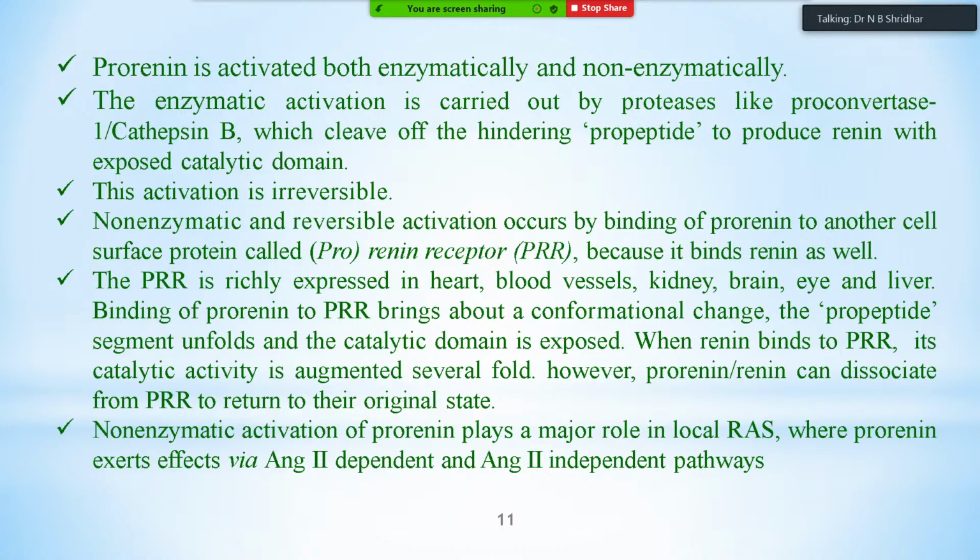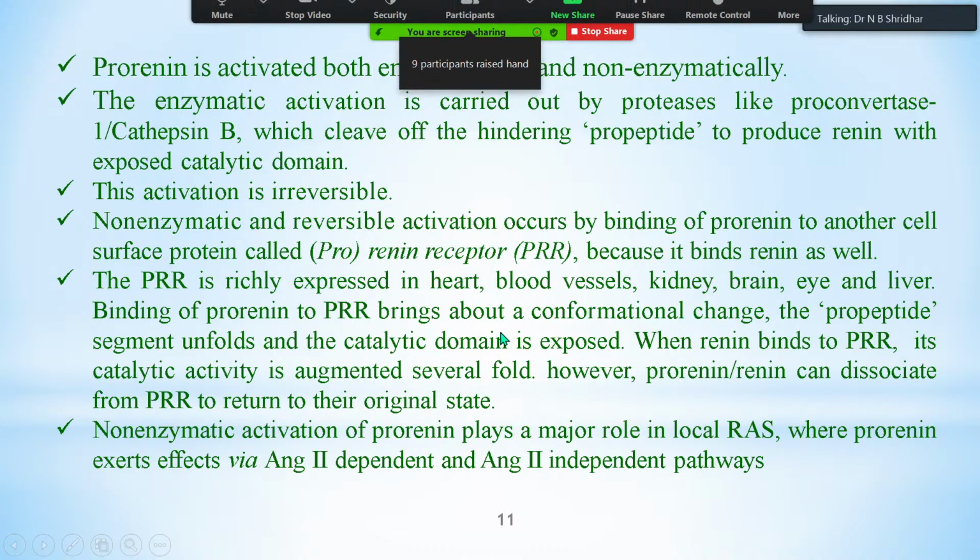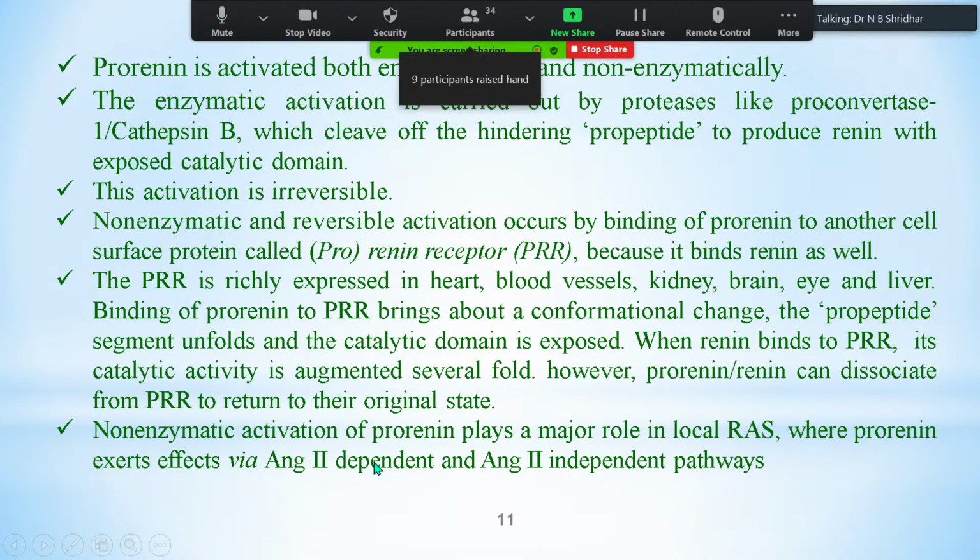The PRR, or prorenin receptor, is richly expressed on heart, blood cells, blood vessels, kidney, brain, eye and liver, and binding of prorenin to the prorenin receptor brings about a conformational change. The propeptide segment unfolds, activity increases several fold, and prorenin and renin can dissociate from the prorenin receptors to retain their original state after the biological activity is over.